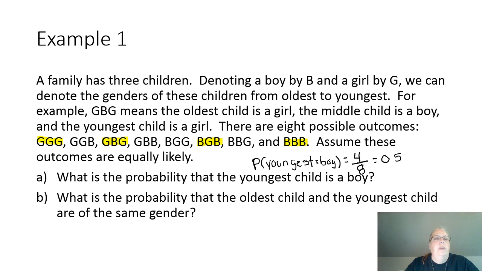Alright, and so the probability that the oldest and the youngest have the same gender is the number of our outcomes that have the oldest and the youngest the same, there are 4 of them, divided by the items in the sample space, and we already said there are 8 of them, and so this probability is 0.5.